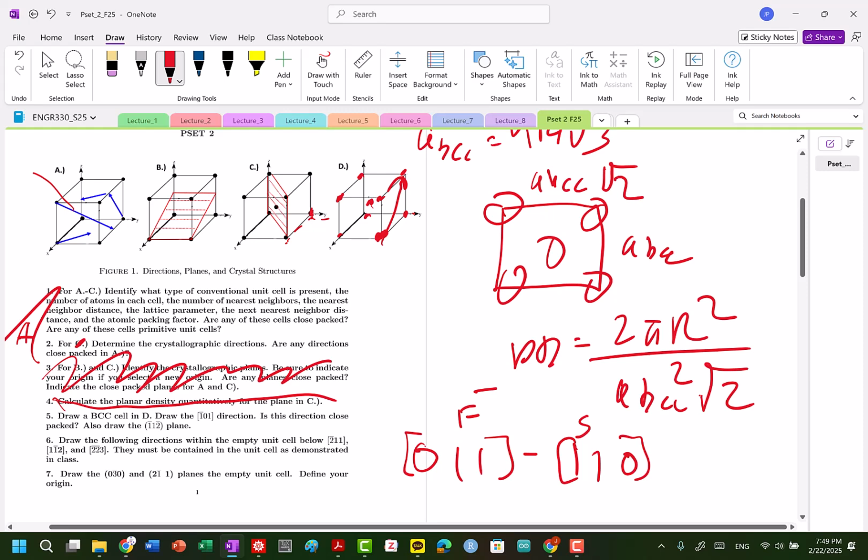Draw the -1, 1, 2 plane. I'm just going to get rid of these guys right here. Is that direction close packed? No, it needs to be the diagonal.